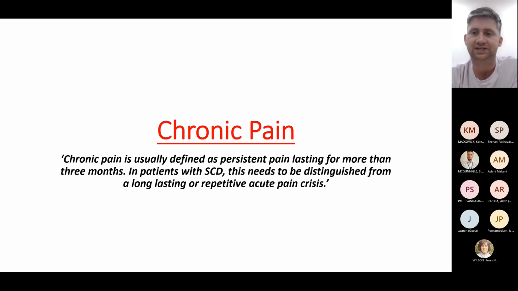So I'm just going to briefly touch on chronic pain just to end up. Chronic pain is usually defined as persistent pain lasting for more than 3 months. In patients with sickle cell disease, this needs to be distinguished from a long-lasting or repetitive acute pain crisis. As I was saying before, these crises can happen repeatedly, like you just finish one and the next day go into another one. It's not necessarily chronic pain, it's just frequent acute pain.